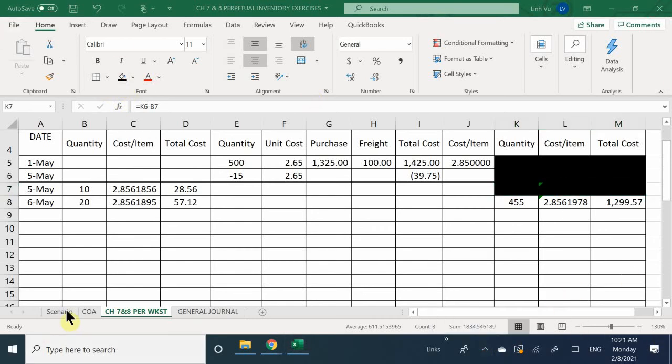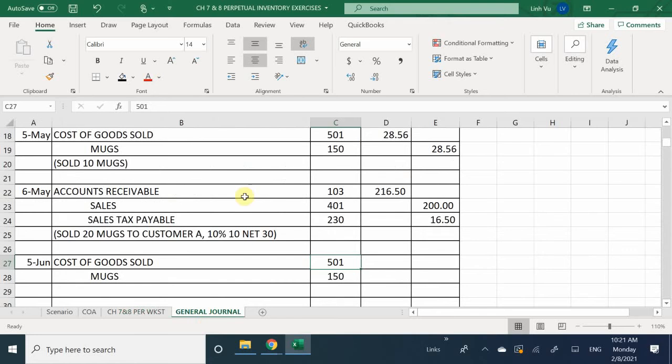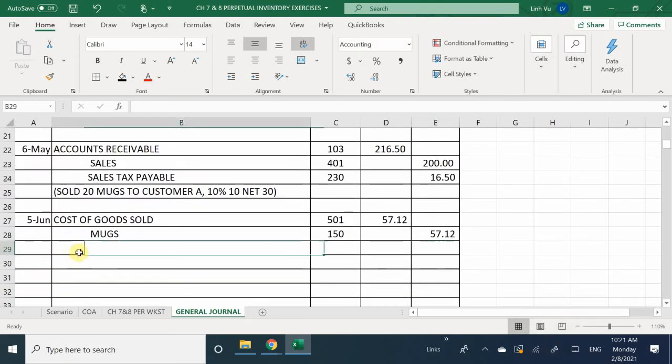So then let's see what has happened. Actually, we have to finish our journal, right? We have 57.12 that we've sold. Okay, so here we're going to come over here, and it was for $57.12. And then last thing is we need to put a little comment here saying that we sold 20 mugs. Okay, sold 20 mugs.